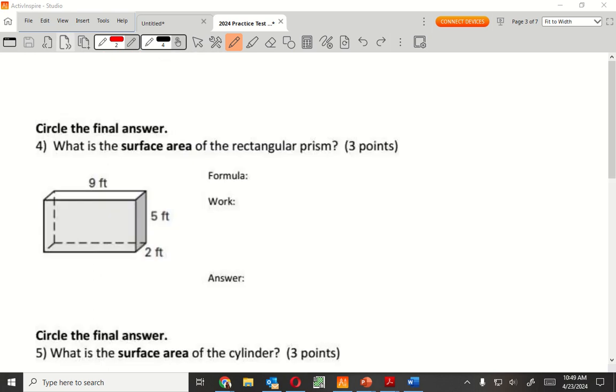Surface area of the rectangular prism. Now, going through your notes. If you guys open up the notes on this, I'm hoping you guys will remember there was a special way to find the surface area. What's the formula for the surface area of a prism? 2 times the area of the base plus the perimeter of the base times height. Perimeter of the base, right? Times height. Like that?